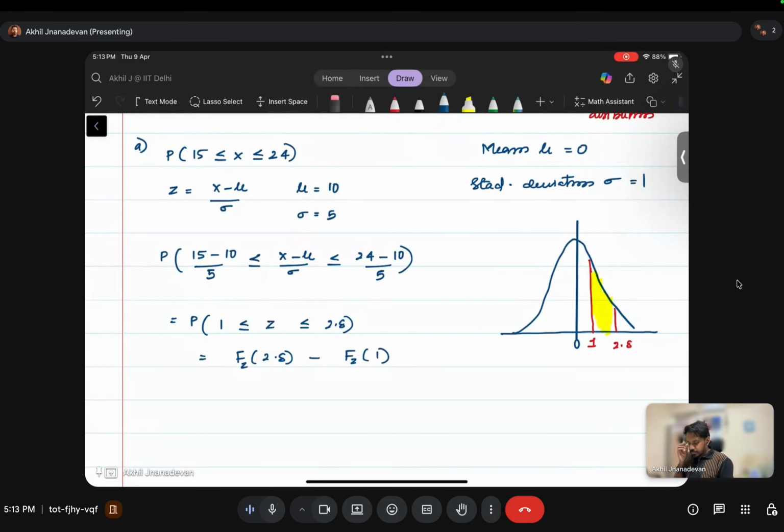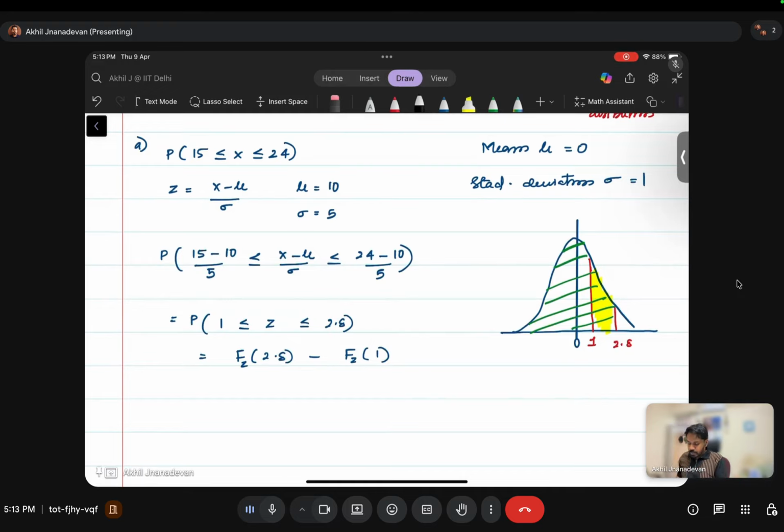So what I'm doing is, the cumulative probability at x equal to 2.8 is this particular region which I have shaded. And if I subtract the cumulative distribution at x equal to 1, which will be this particular region, whatever is left is the yellow shaded region, right?